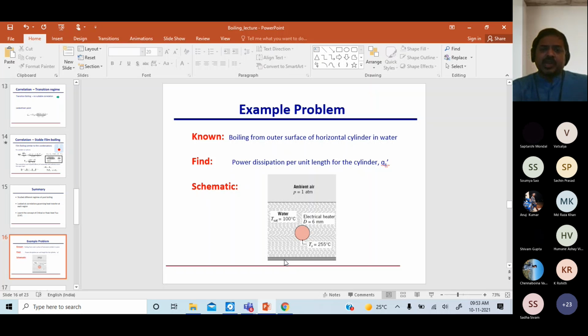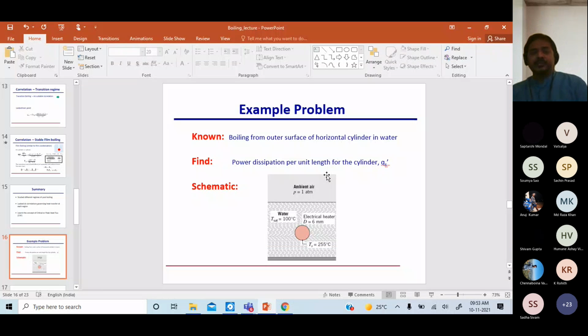This is the example problem. There is boiling from the outer surface of a horizontal cylinder inside water. It may be an electric heater. Diameter is 6 millimeter as shown here, and the surface temperature of that electric heater is 255 degrees C. This is water at 1 atmosphere, so the saturation temperature is 100 degrees C. We are asked to find the total power dissipation per unit length, where unit length is in the third direction of the cylinder.